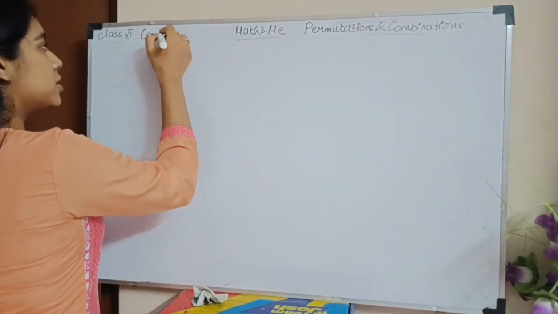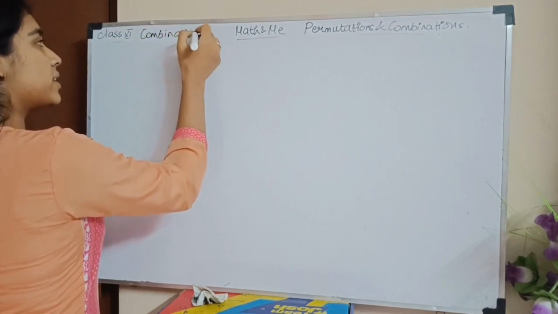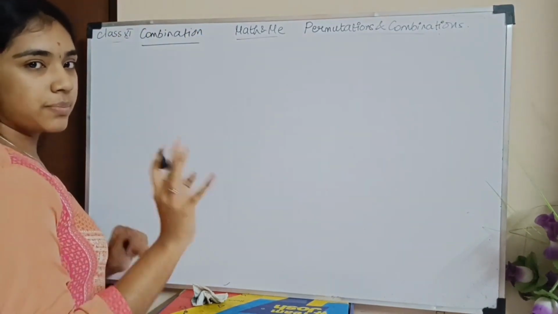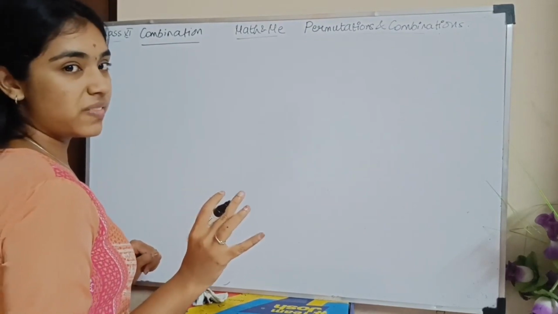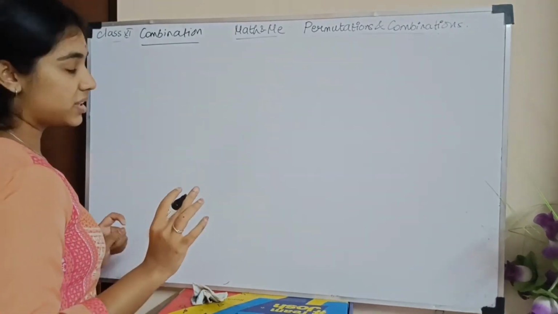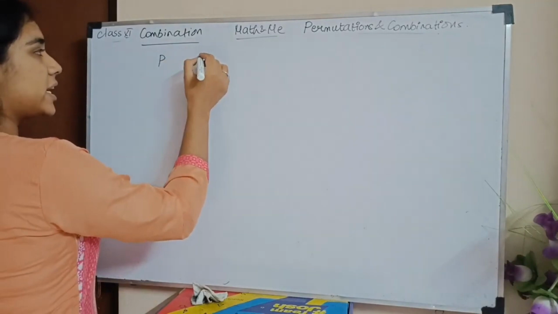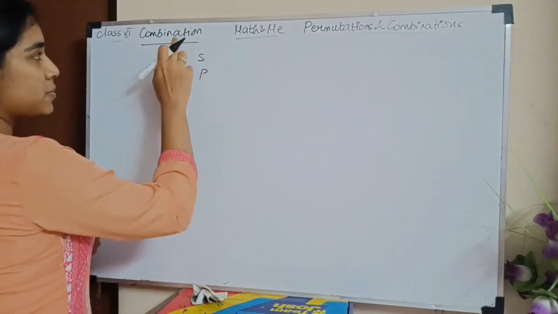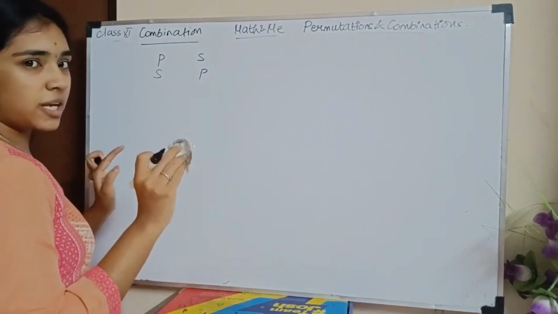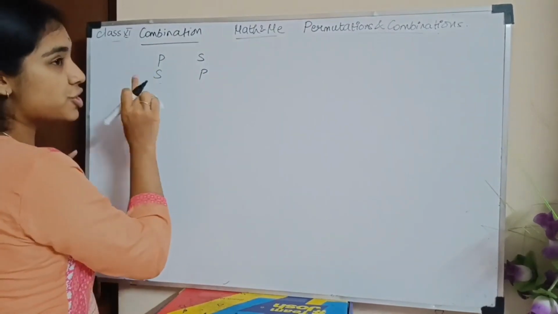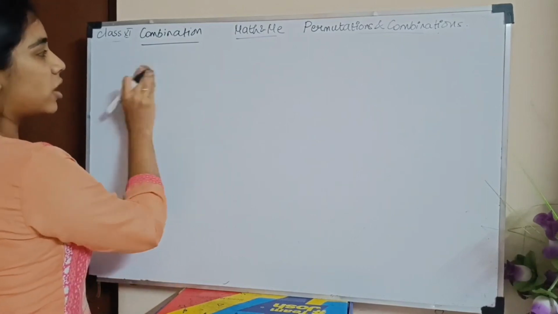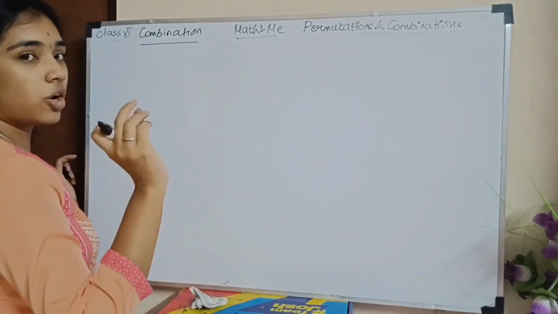Now comes the combination. What is combination? How is it different from permutation? In permutation, order is important. Like we saw in the last question of the previous exercise, exercise 7.3, there we saw one option for P and S, and again another option for S and P. But when it comes to combination, it is only choosing P and S. It doesn't matter in which position P is in and in which position S is in. So in combination the order does not matter. In permutation the order matters.